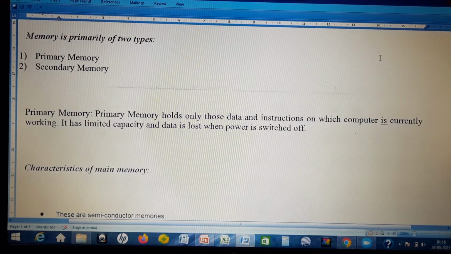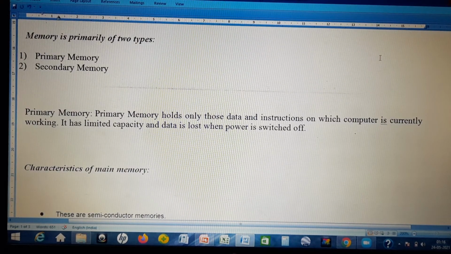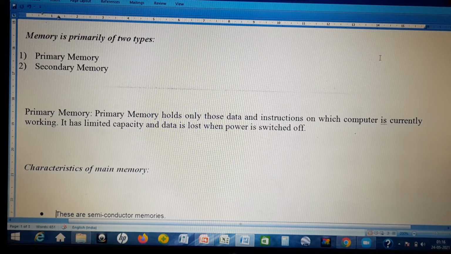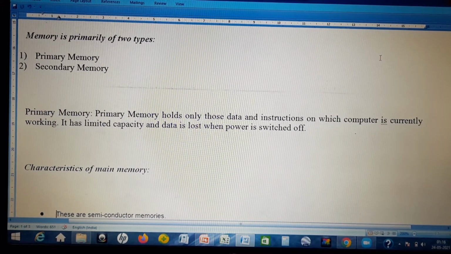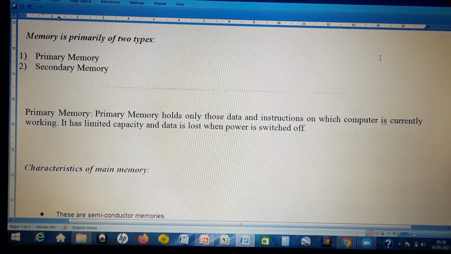Okay. Here you can see memory is primarily of two types. So how many types of computer memory are there? There are two types of memory. They are primary memory and secondary memory. Okay, so now let's see what is primary memory. Primary memory holds only those data and instructions on which the computer is currently working. It has limited capacity and data is lost when power is switched off.